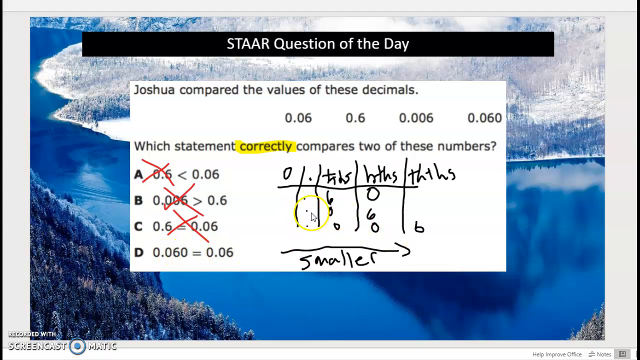Here we have decimal 0.06. I'll put a 0 here. Is equal to decimal 0.060. So we're really looking at the exact same number. So is 6/100, because that's where the 6 is in both numbers, equal to 6/100? Yes, that is correct because the 6 is in the hundredths in both numbers and I have zeros everywhere else. So D must be correct.